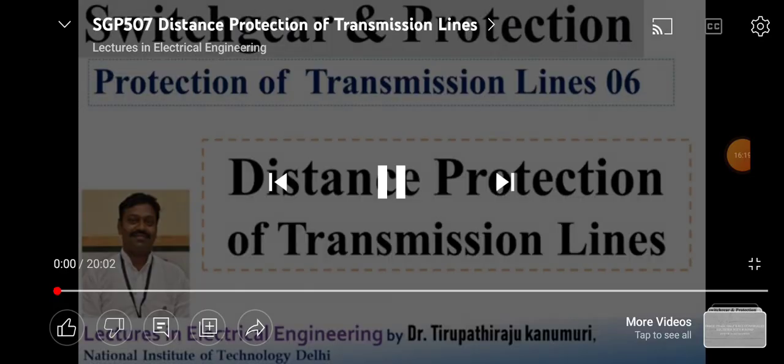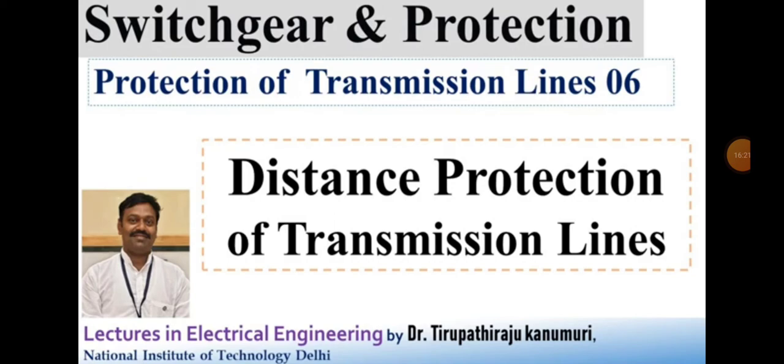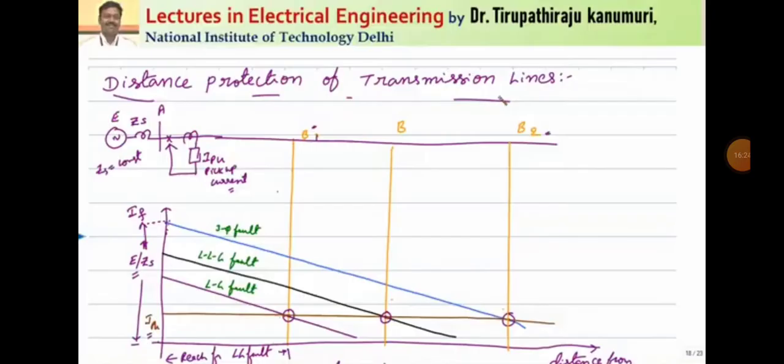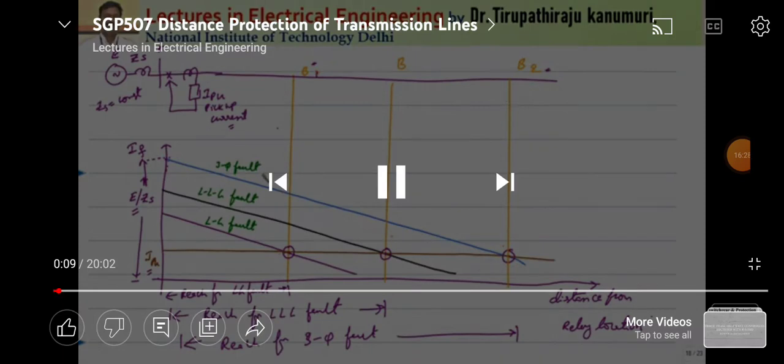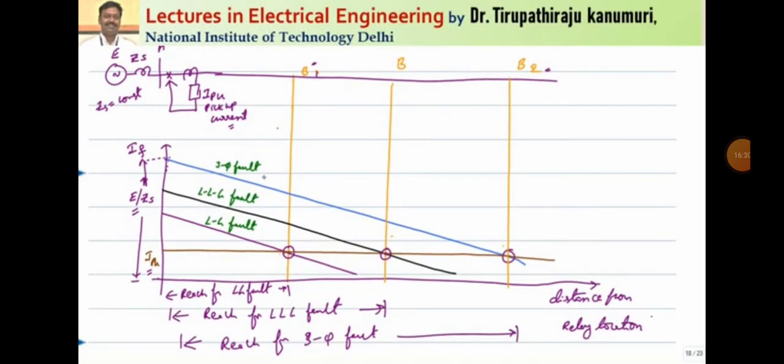Hi all, today we are going to see distance protection of transmission lines. So till now we have seen the overcurrent relays. The disadvantage with the overcurrent relays is that the amount of the fault current depends on the type of the fault and also depends on the type of the neutral grounding.